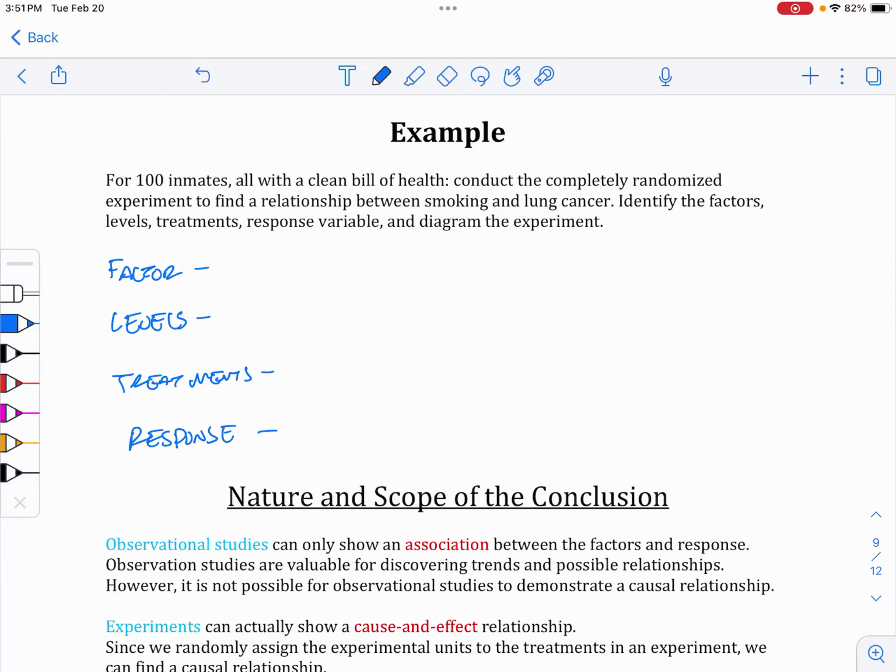So what's the factor? What is the general category of what we want to do to these 100 inmates? And as a note, the reason I've chosen 100 inmates is because they usually use cigarettes as a currency in jail. That is a really funny reason. But remember, we want them smoking them, not trading them.